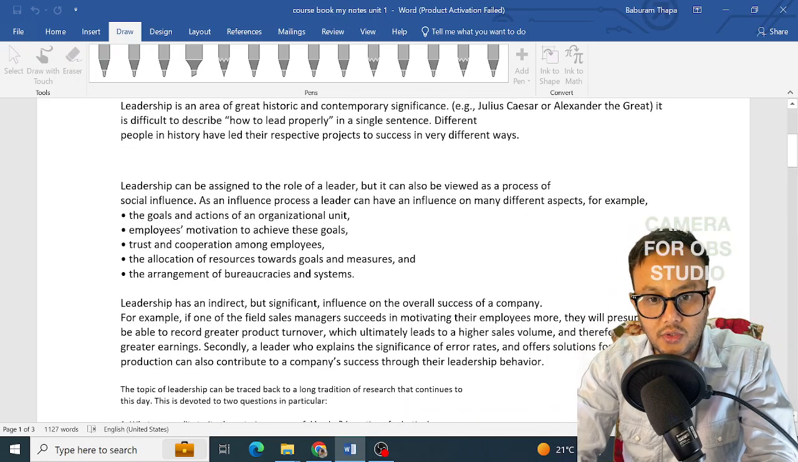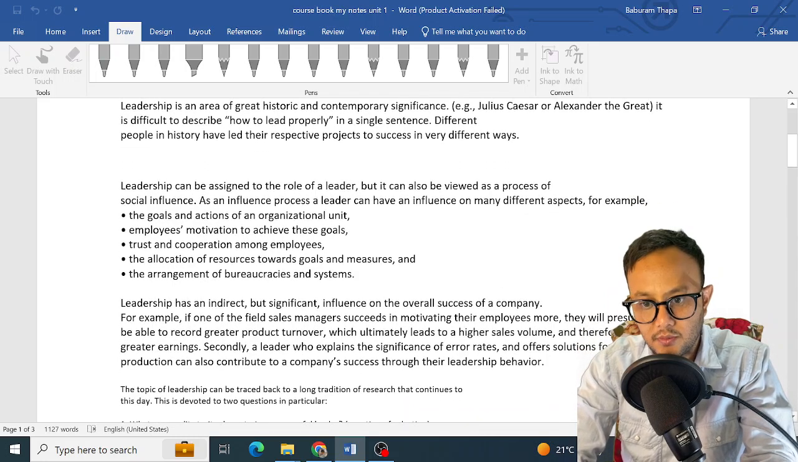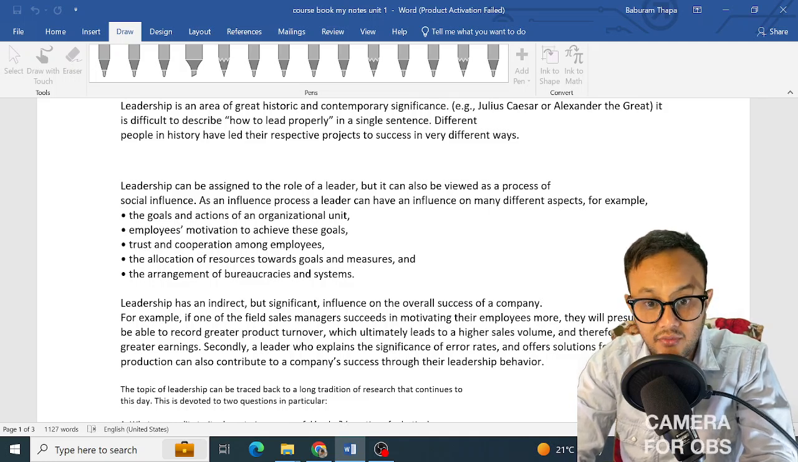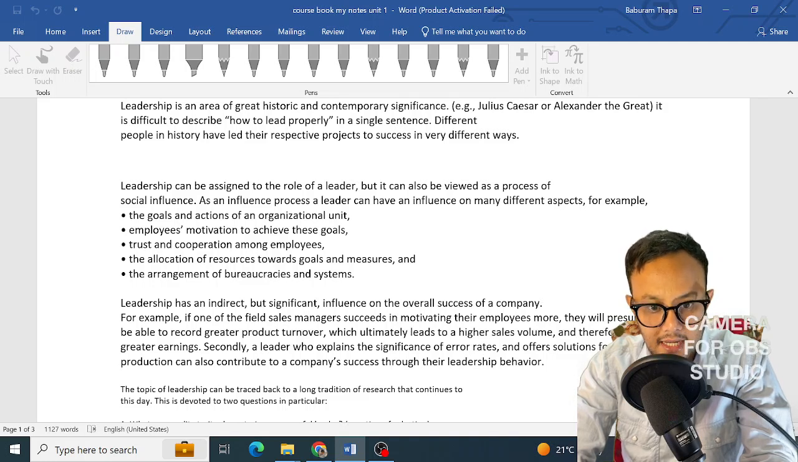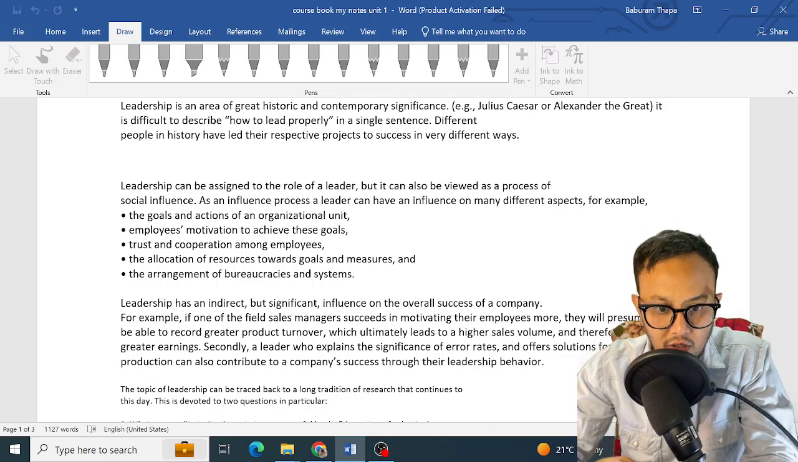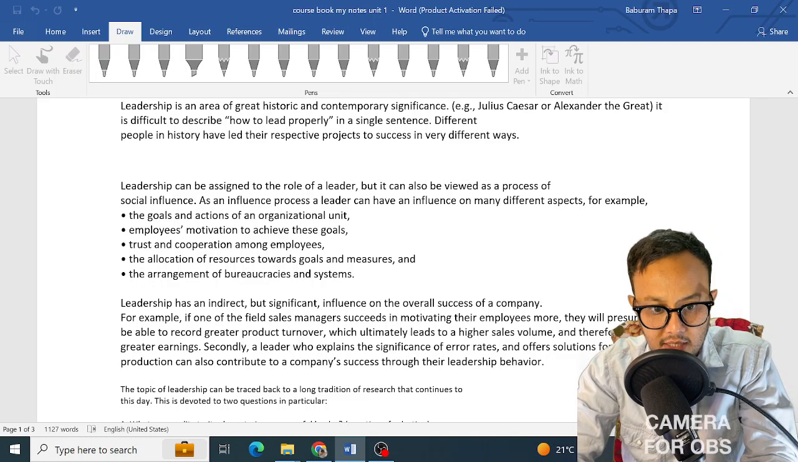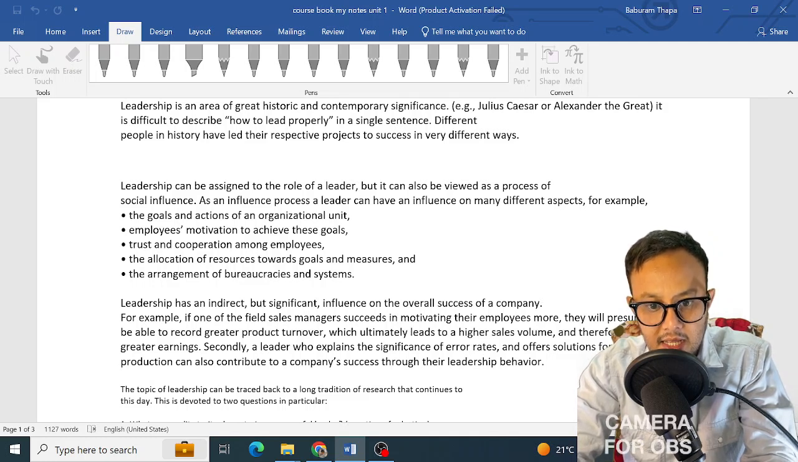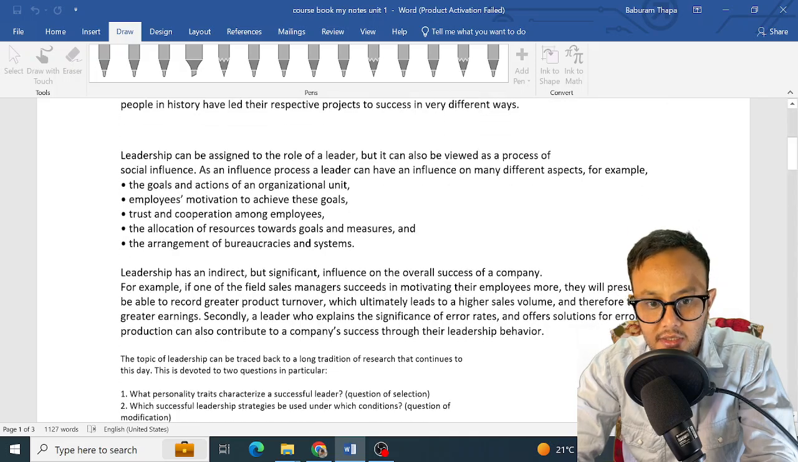Leadership can be assigned to the role of a leader, yes, but it can also be viewed as a process of social influence. As an influence process, a leader can have an influence on many different aspects, like the goals and actions of an organizational unit, employees' motivation to achieve these goals, trust and cooperation among employees, the allocation of resources towards goals and measures, and the arrangement of bureaucracies and systems. So in these five areas, a leader can have an influence.